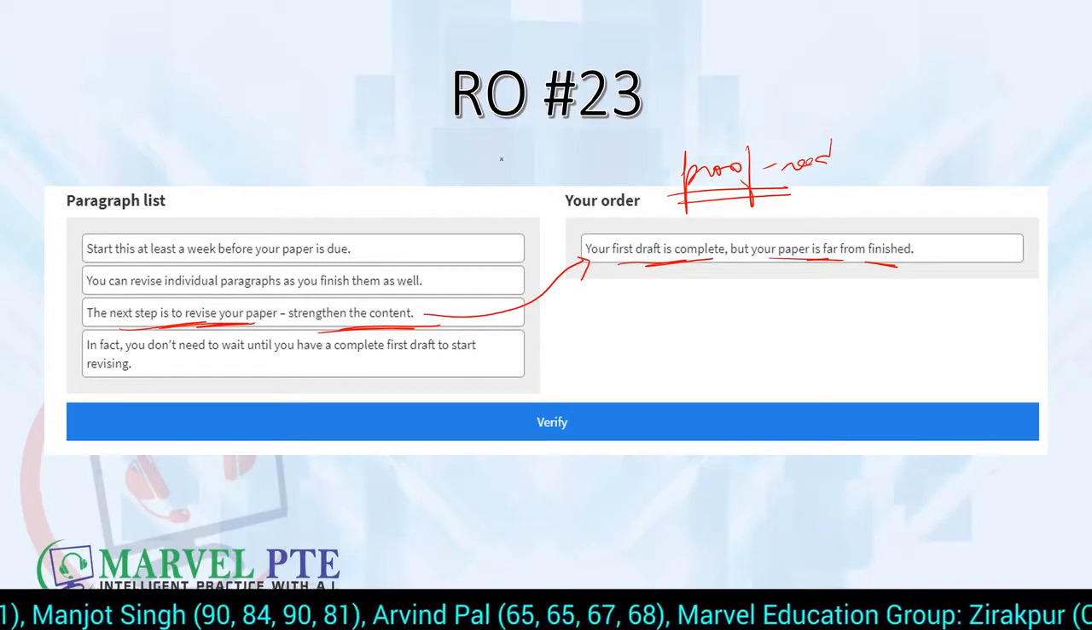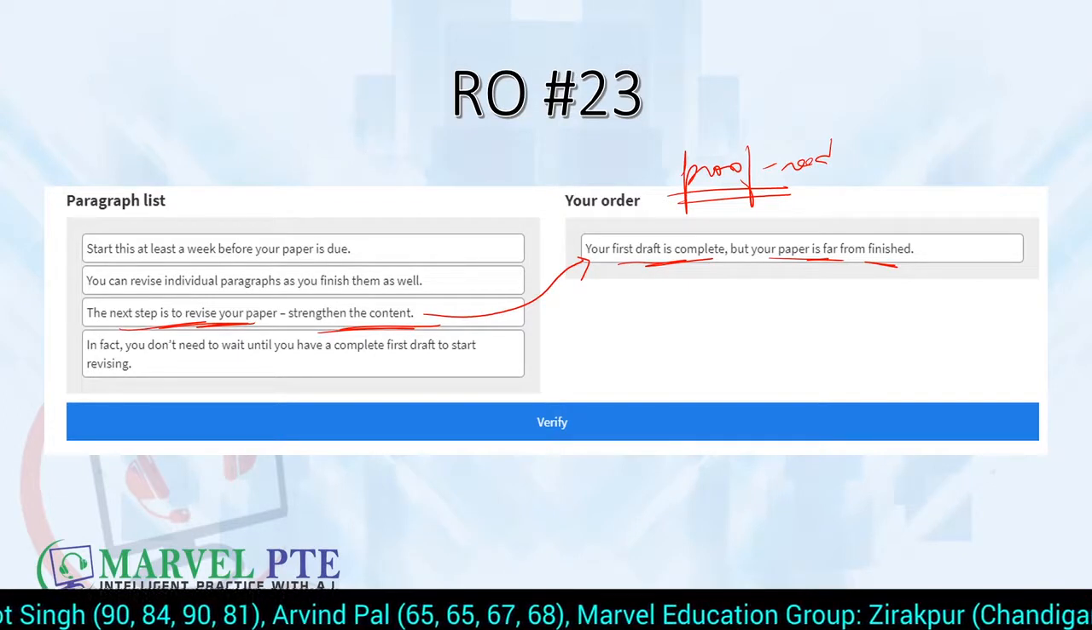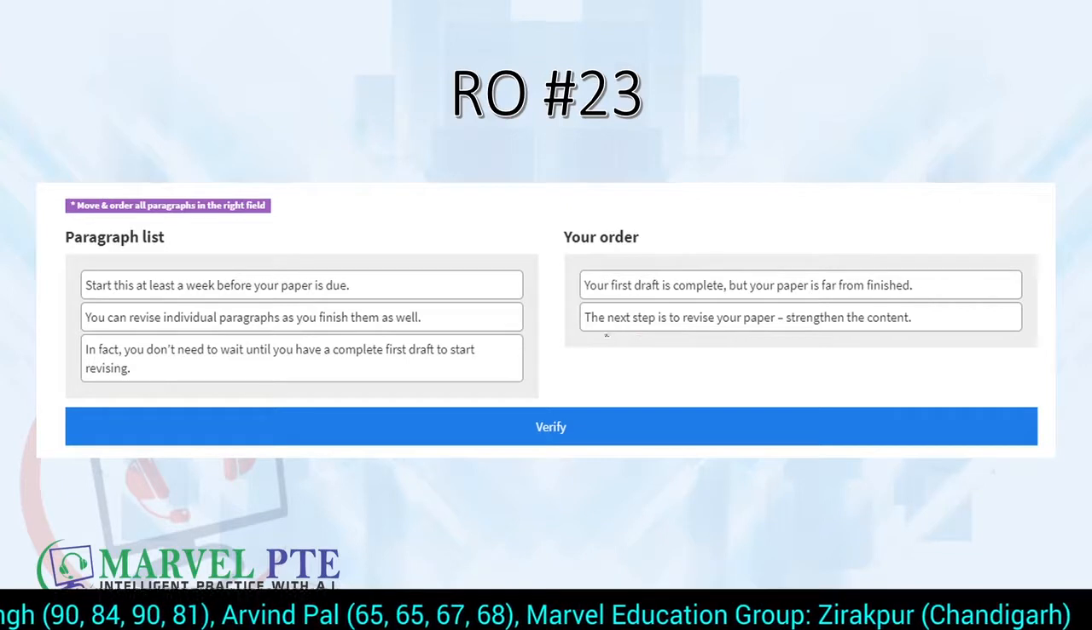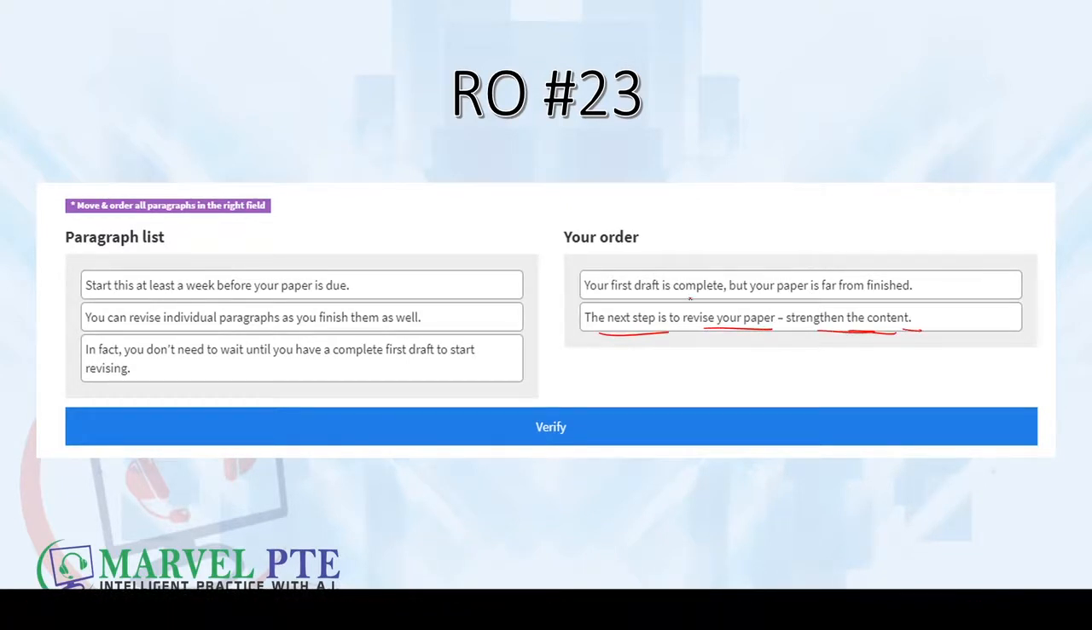So this is the first step. Once you write, then you proofread, and proofread means revision. So you have mentioned over here, the next step is to revise your paper, strengthen the content. Once you have done it, now what you need to do? Now the line we have, this at least a week before your paper is due. Okay, you can revise individual paragraphs as soon as you finish them as well. In fact, you do not need to wait until you have a complete first draft to start revising.